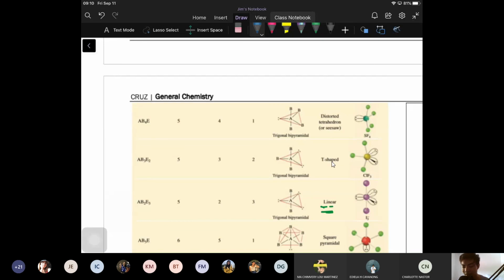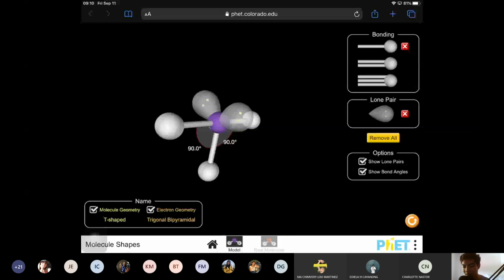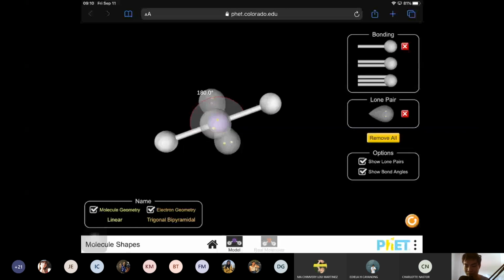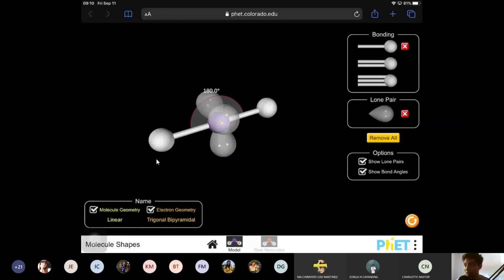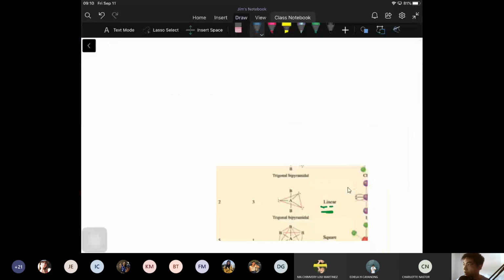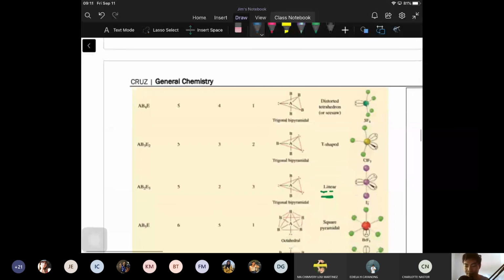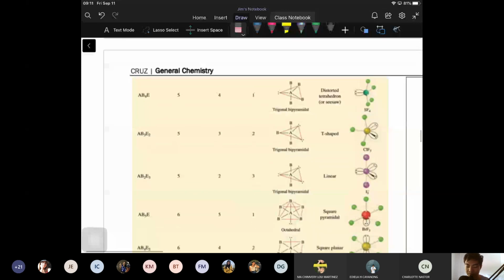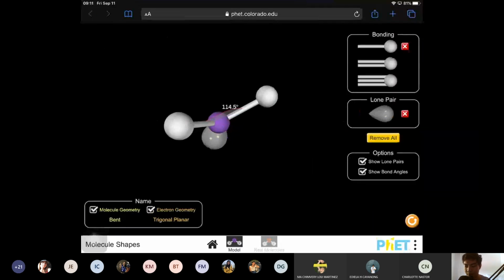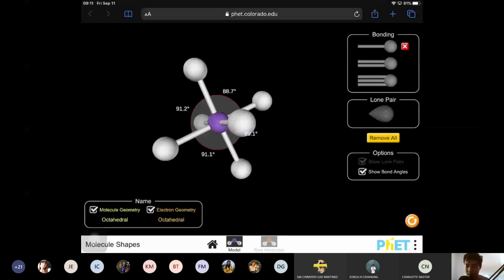Then, pwede pa natin palitan yung isang electron group ng lone pair na naman. So, anong shape yan? Kung pinalitan natin yung electron group ng isa pang lone pair, we will have linear. Magiging straight line na lang yung atoms natin. Okay. So, ano yung code natin dyan? A, B2, E3. A, dalawang B, tatlong E. A, B2, E3. Tingin kayo dito. Linear.